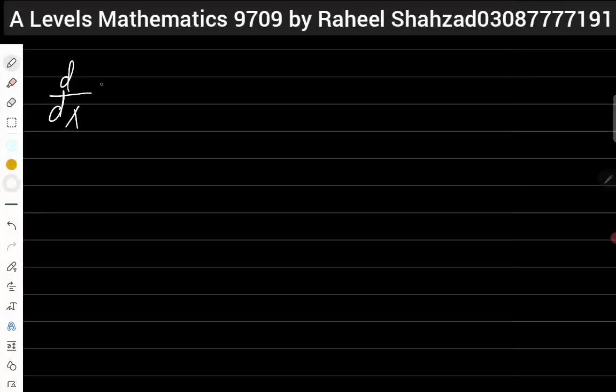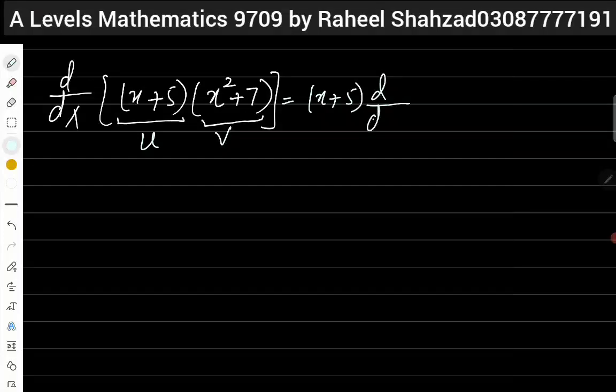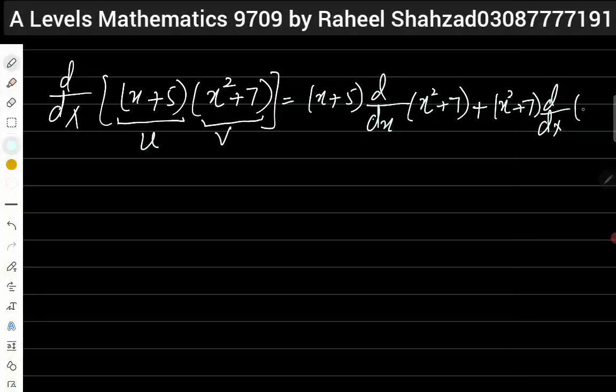For example, if we have to do (x + 5)(x² + 7), they want us to apply the product rule to differentiate this function. So this is u and this is v. The first function as it is times the derivative of the second, the derivative of x² + 7, plus the second as it is times the derivative of the first, that is x + 5.